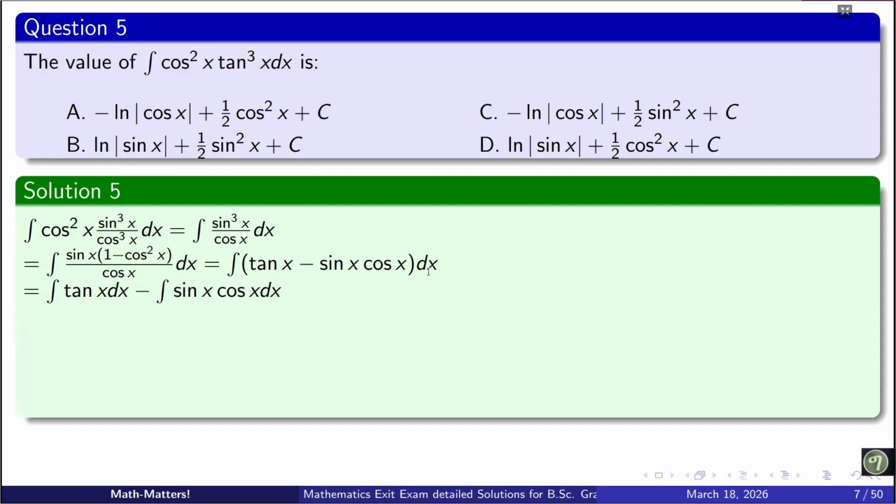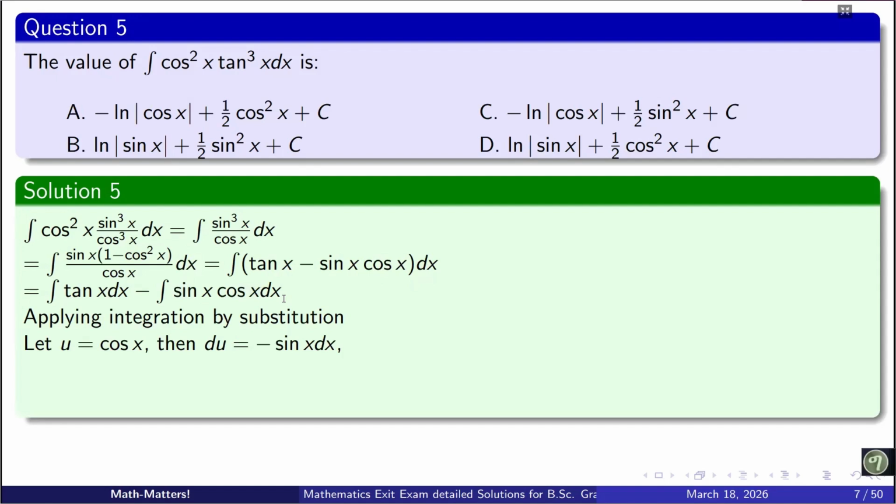Then the integral of this one, we can distribute the integral over this, because the integral of the difference between two functions is just the integral of tan x dx minus the integral of sin x cos x dx. Also, using integration by substitution for both the integral of tan x dx and sin x cos x dx, let's assume u is equal to cos x.